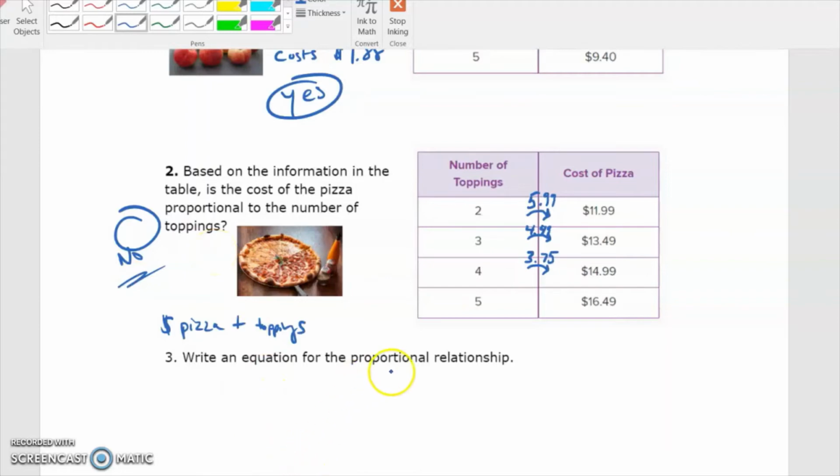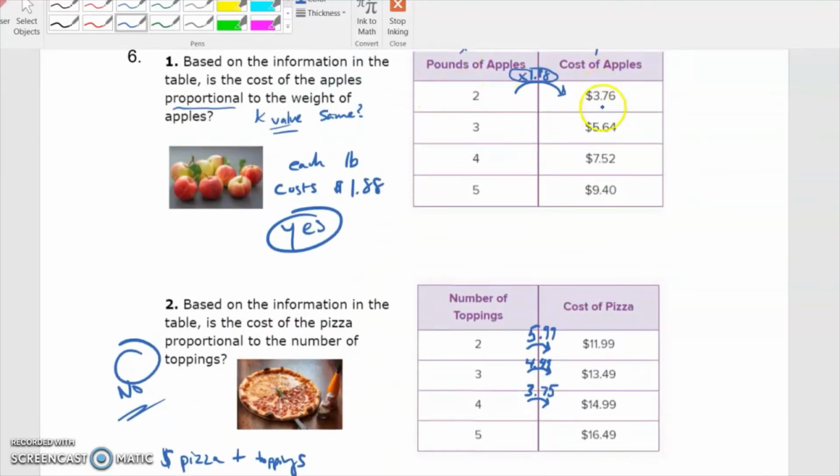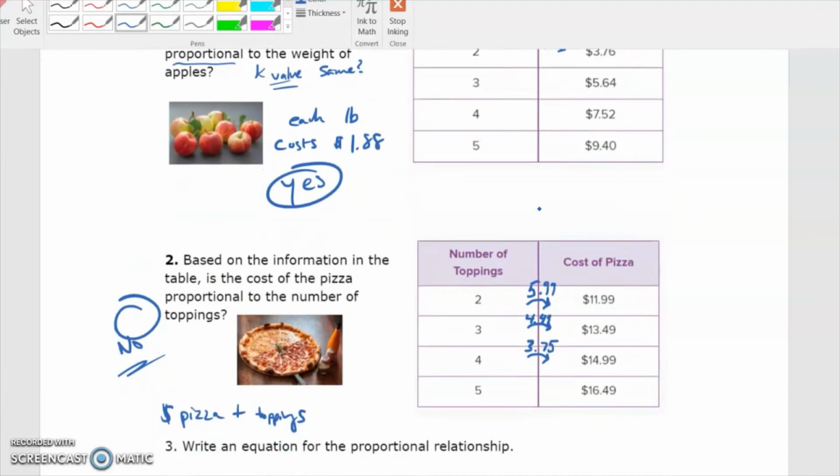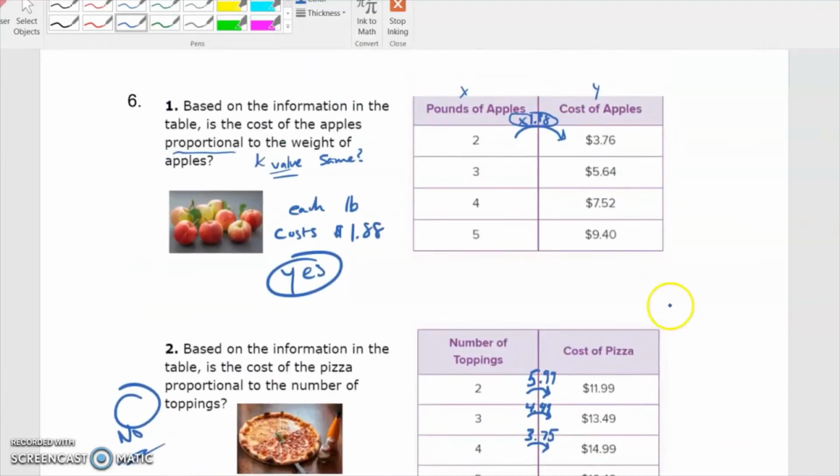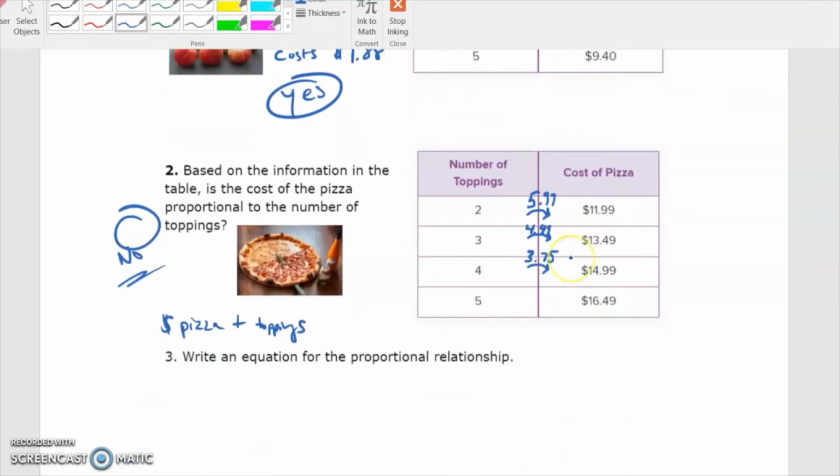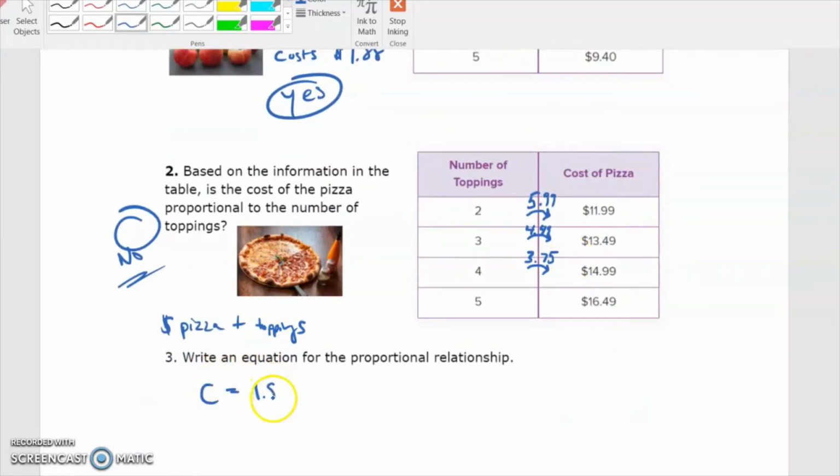Number 3 says write an equation for the proportional relationship. So that's this one. Again, I think the easiest way to do it is think about this column as being my y, my first column my x, and I'm writing this equation, y equals k times x. Instead of writing y, I'm going to write C for the cost of my apples. And I know that it was $1.88 per pound, so I'm going to abbreviate that P. So C equals $1.88 P for my equation for that one.